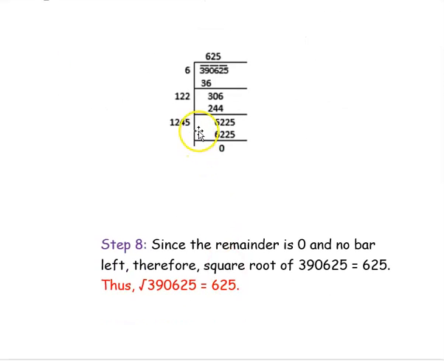Since the remainder is 0 and there is no bar left, we can stop here and say that the square root of the given number is 625. Hope you have understood how to find the square root of even large-digit numbers using the division method. Thank you for watching the video.